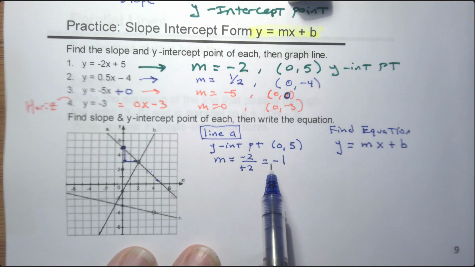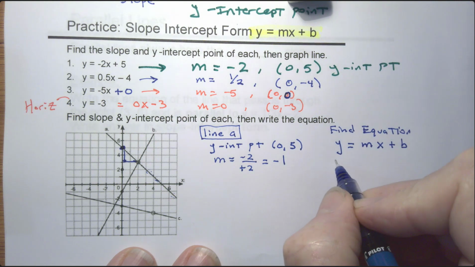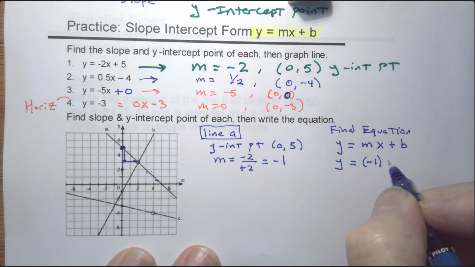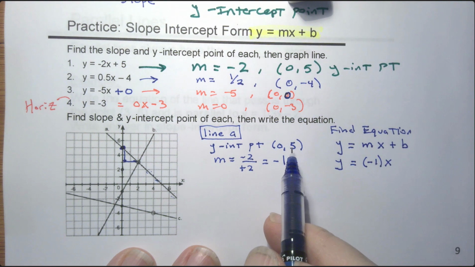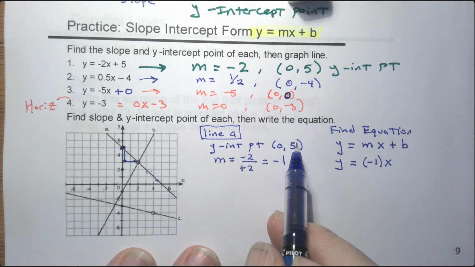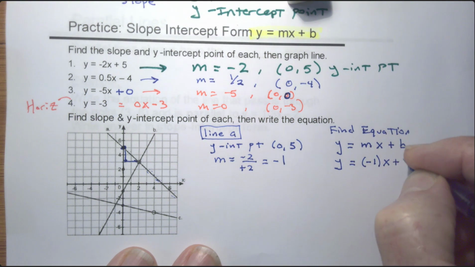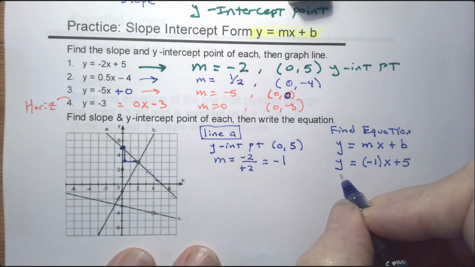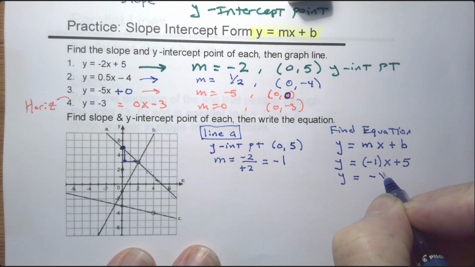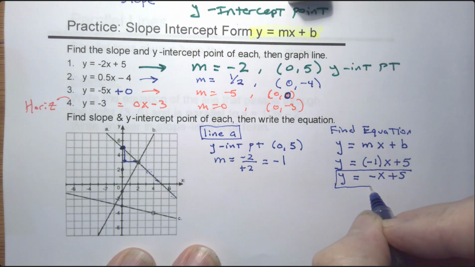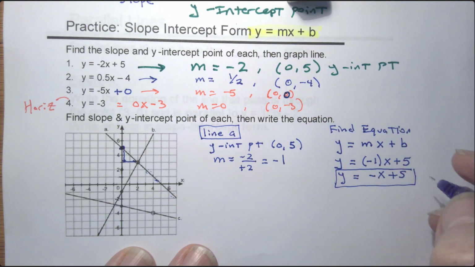we have the m number right here. So y stays a variable, we have the m number, x stays a variable, and we found the b number. It's the y part of the y-intercept point. It's positive 5 right there. So y equals negative x plus 5. This is the equation that makes line A.